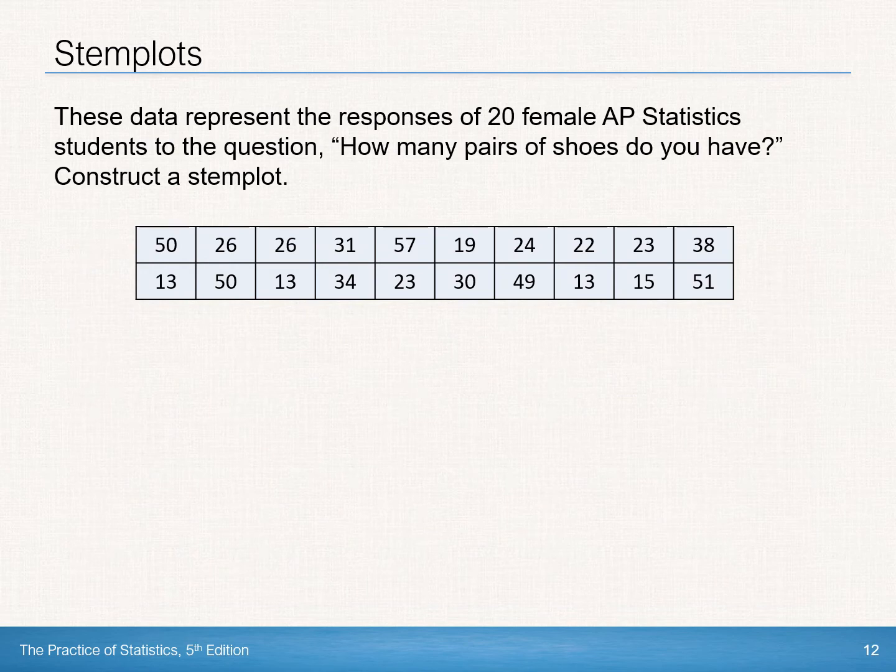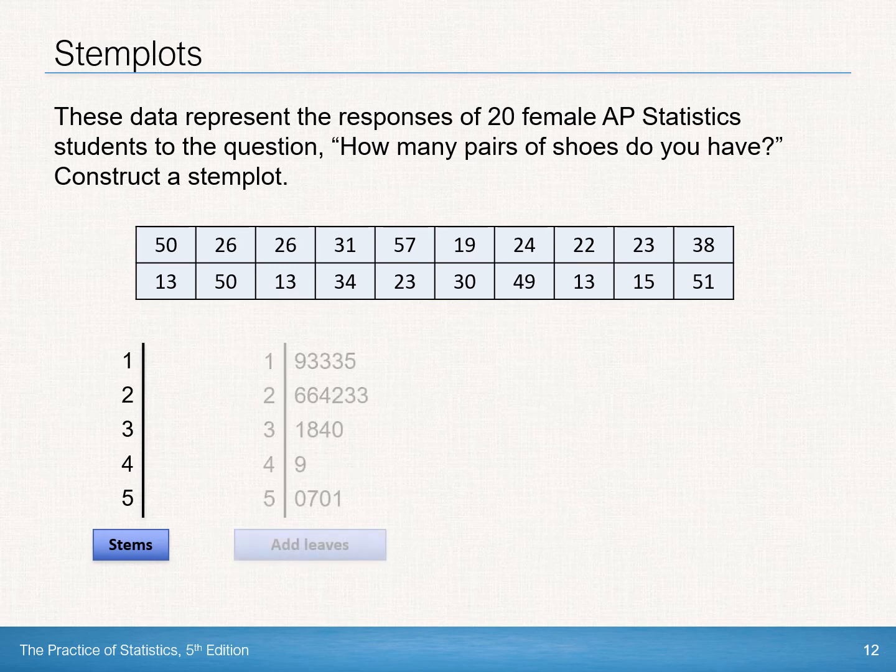This is a question asked of 20 female AP Stats students: how many pairs of shoes do you have? So I can construct a stem and leaf plot. Notice in my leaves, I only want one value. So I'm going to put the tens digit on the left for the stem. And then on the right, I know that this is 19, 13, 13, 13, 15, and so on and so forth.